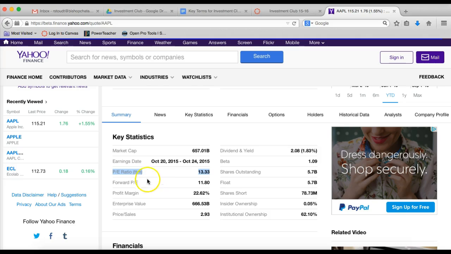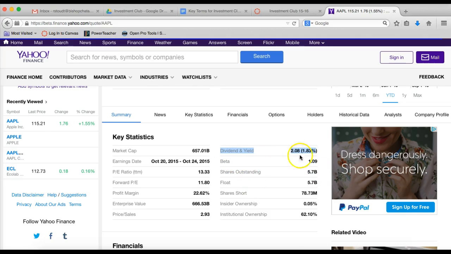Some of the other things on here, like forward PE, profit margin, enterprise value, and price sales, I wouldn't really worry about, because those are more impactful if you're talking about long-term investments. So I would kind of skip over those. The other one in here that I would take a look at is the dividend yield. Dividend and yield is really important, and it will in fact be impactful for our game.